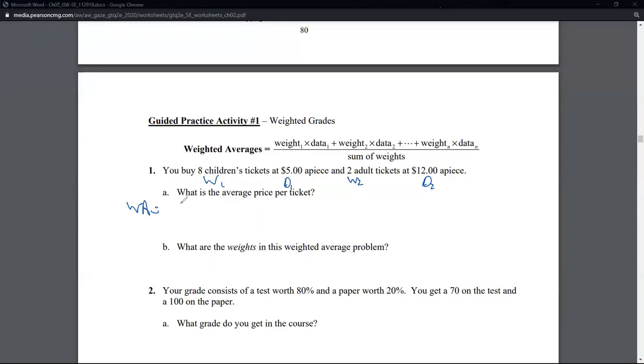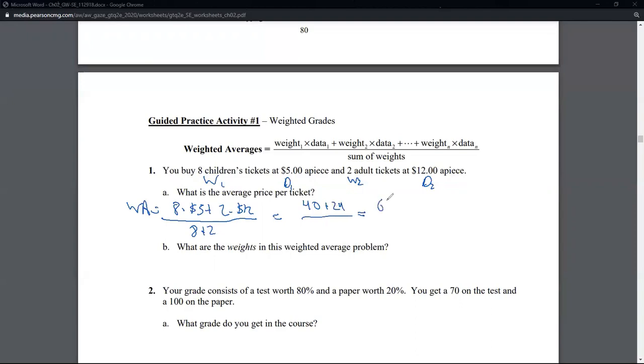All right, so weight times data: for the children, 8 times 5, plus for the adults, 2 times 12, over the sum of the weights, which is 8 plus 2, right? Yes, 8 times 5 is still 40, 2 times 12 is still 24. See, the top actually doesn't change at all.